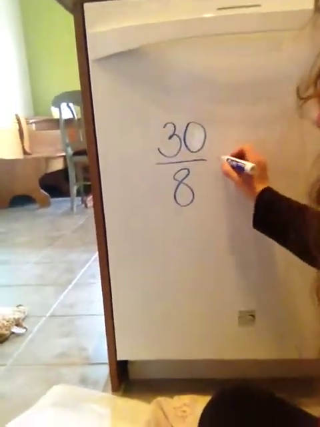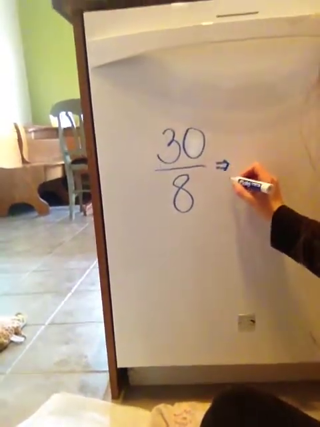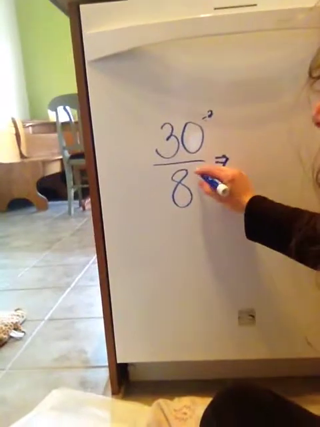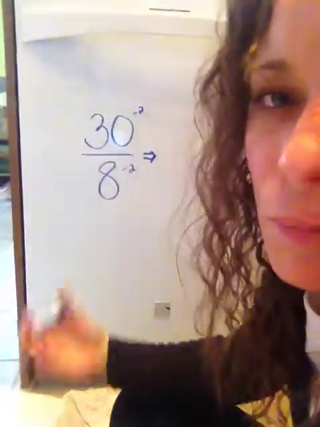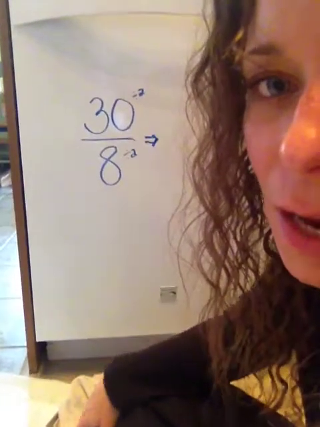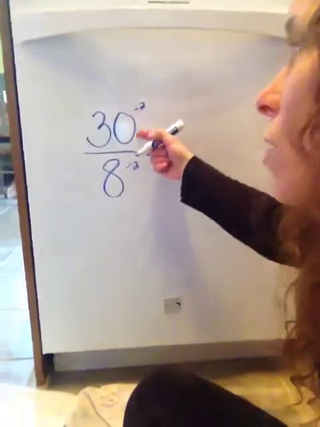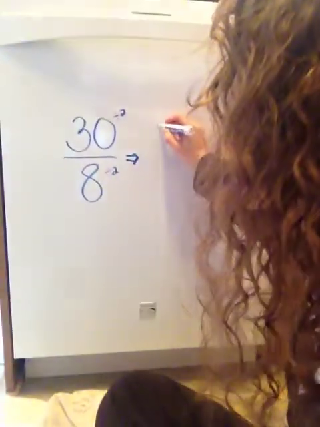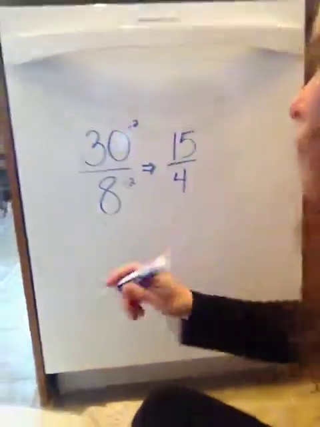So if you want to reduce, let's do it both ways. If you want to reduce first, if you divide this by 2 and divide this by 2, I picked 2 because I noticed they were both even, and the only things that go into 8 are 4 and 2 and 8, and I know 4 and 8 won't go into 30, so I went with the 2. So then I end up with 15 over 4. Okay?